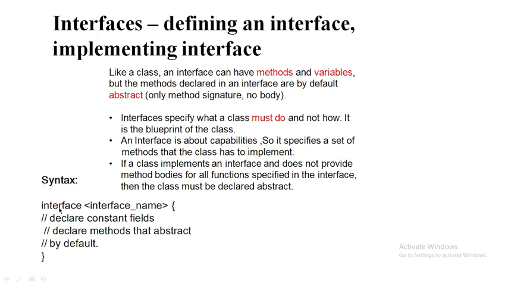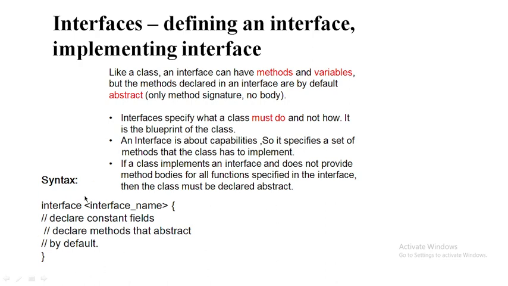So how do you write an interface? Use the keyword interface followed by the interface name. If you want to declare any constants, that is, variables whose value you are not going to change, those constants can be declared inside it. You can also declare methods that are abstract by default. Okay, and this is the syntax of writing an interface.